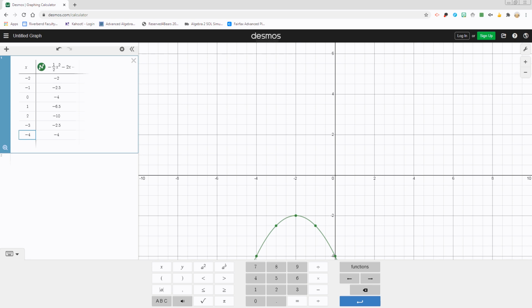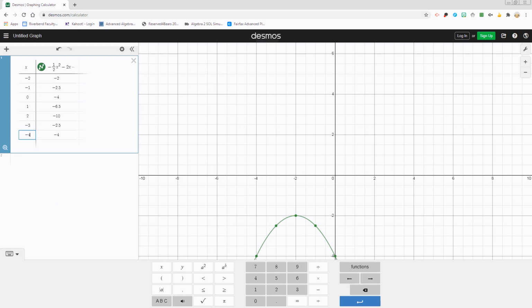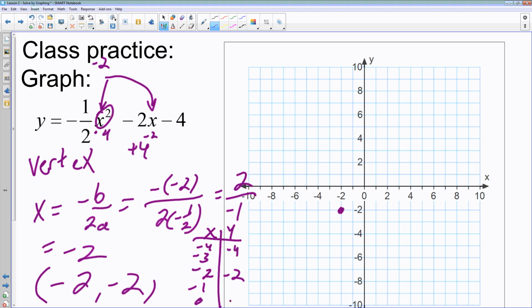Also, you should remember that your tables are symmetric. So if we make our table of values here, and again, I'm just using Desmos, I'm going to put the vertex in the middle. Then negative 3 and negative 4, and then negative 1 and 0 are my points that I'm going to use. And again, if Desmos doesn't show me that, I can just type right in. So if you take a look here, you'll notice that at negative 4, it's also negative 4, and that's what it's going to be at 0. At negative 3, it's negative 2.5, and that's what it's going to be at negative 1. All right, so negative 4, negative 4, negative 3, negative 2.5, negative 1, negative 2.5, 0, negative 4.